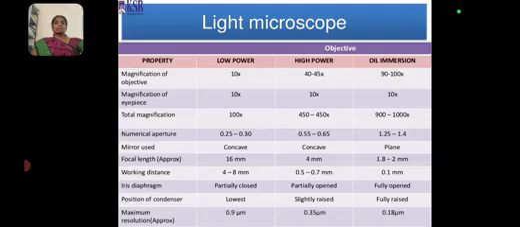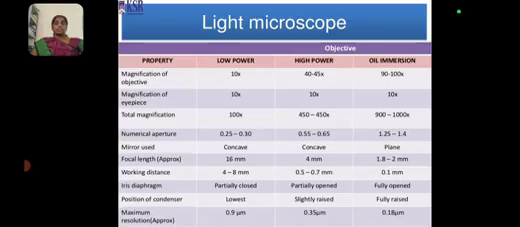Numerical aperture also varies between the objective lenses. For low power, 0.25 to 0.30. For high power, 0.55 to 0.65, and for oil immersion 1.25 to 1.4. The mirror used is concave for low power and high power. In the case of oil immersion, we use a plane mirror. Then the focal length is approximately 16 mm for low power, 4 mm for high power, and 1.8 to 2 mm for oil immersion. It means that when I go for higher resolution, the focal length decreases.